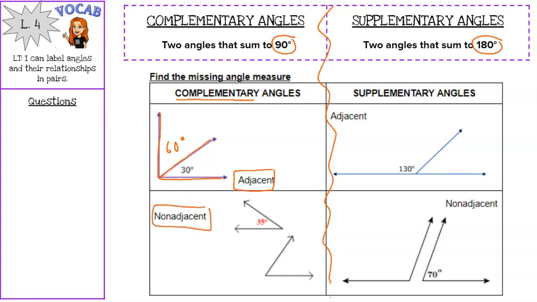Our non-adjacent example, we know these two angles are complementary. If one is 35 degrees, the other would need to be 55 degrees to add to 90.